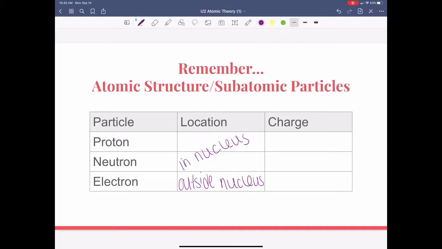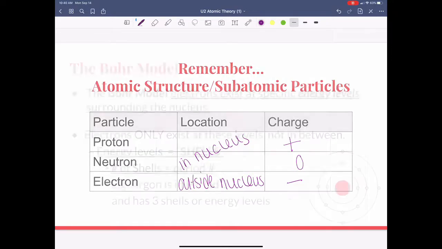When we look at the charge of these particles, remember P for proton, P for positive. The T in proton should remind you of a little plus sign. Neutrons, think of neutral, so there's no charge, and electrons are negative. Think of the L, turn it sideways, and you've got a negative sign. So protons are positive, neutrons are neutral, and electrons are negative. Those electrons exist outside of our nucleus.